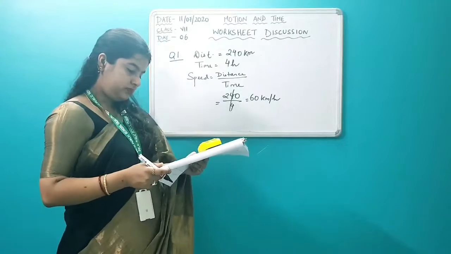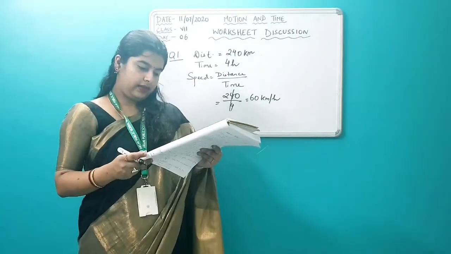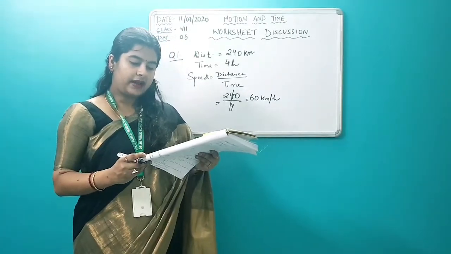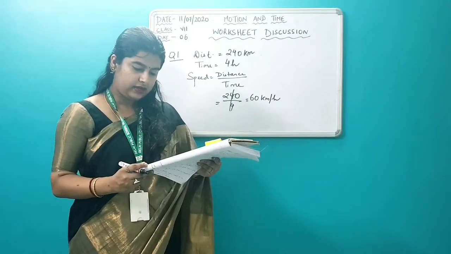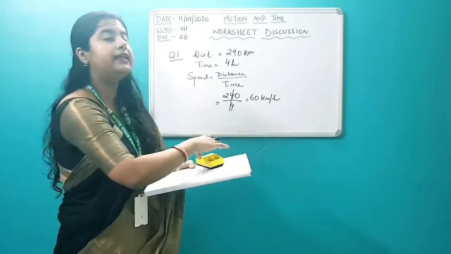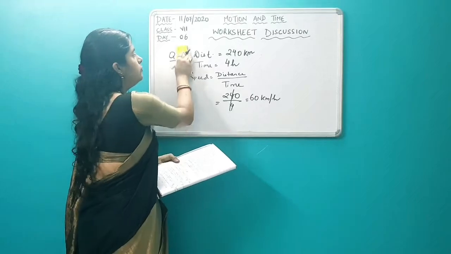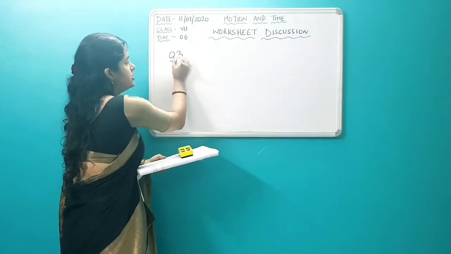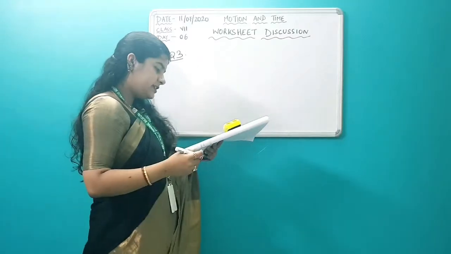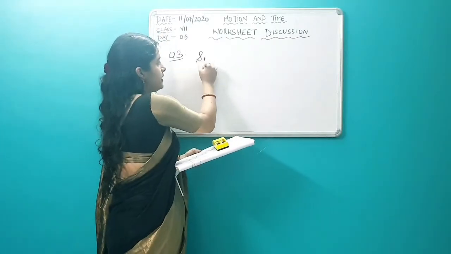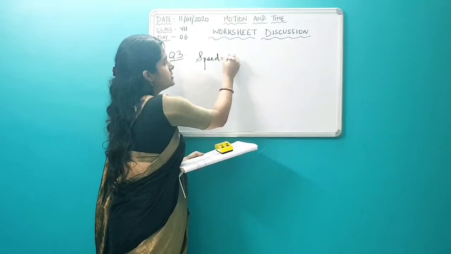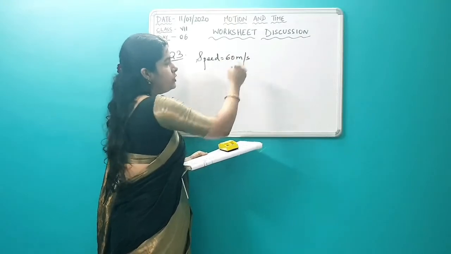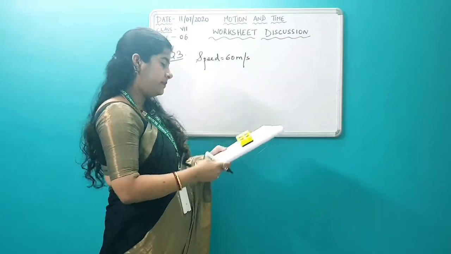Alright. Question number 3. The speed of a racing car is 60 meter per second. What will this speed be in kilometer per hour? Speed of a racing car is given as 60 meter per second. You have to convert it to kilometer per hour.